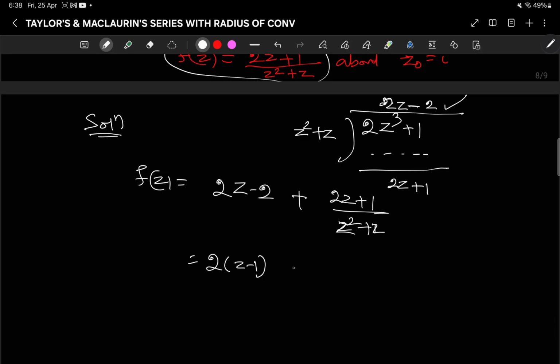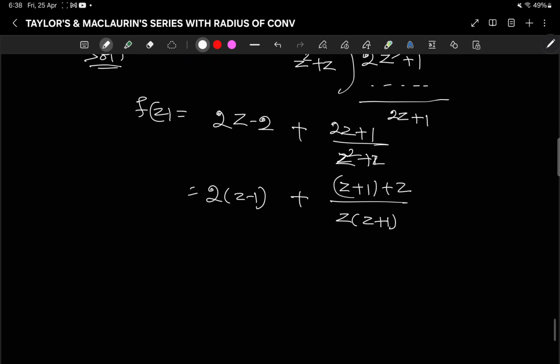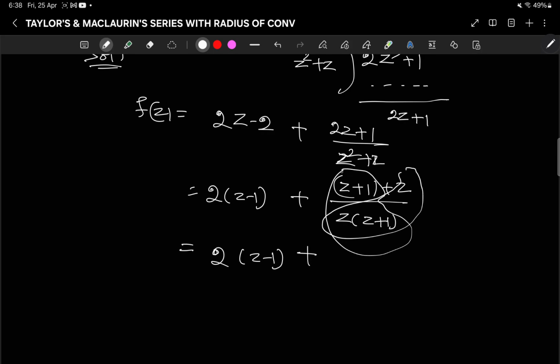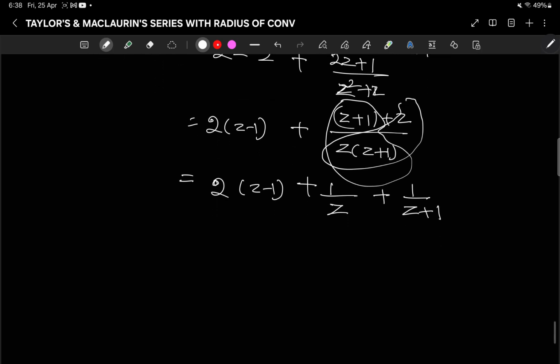So this will be my 2 into (z minus 1). So I can write it here. The denominator is z into (z plus 1). So I try to write it as z plus 1 minus z. Now you simplify it. If you simplify it, it is 2 by (z minus 1), then plus z by this and this by this. Okay, so this is 1 by z plus 1 by (z plus 1). Now this is the simplification of the series.